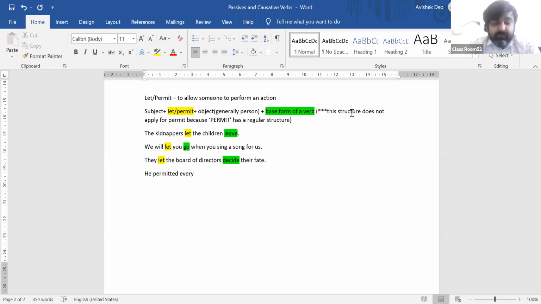Normally, whenever you will use permit after the object, you will find an infinitive following. He permitted everyone of us to leave.